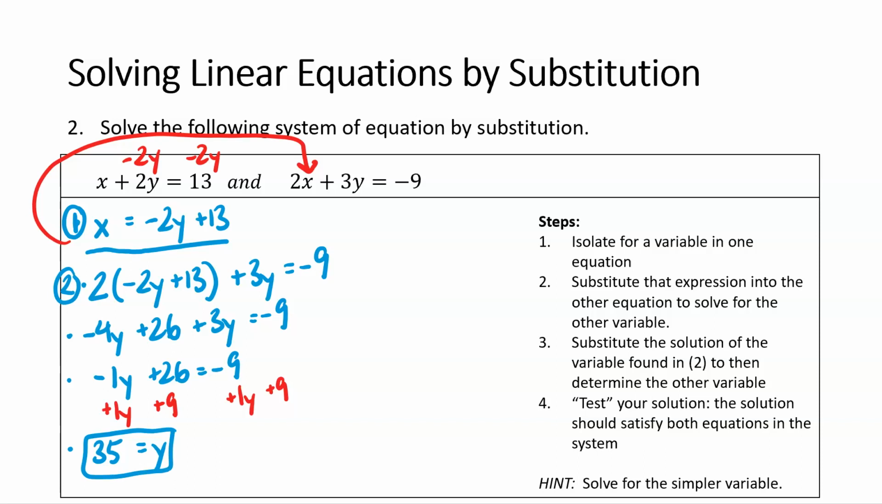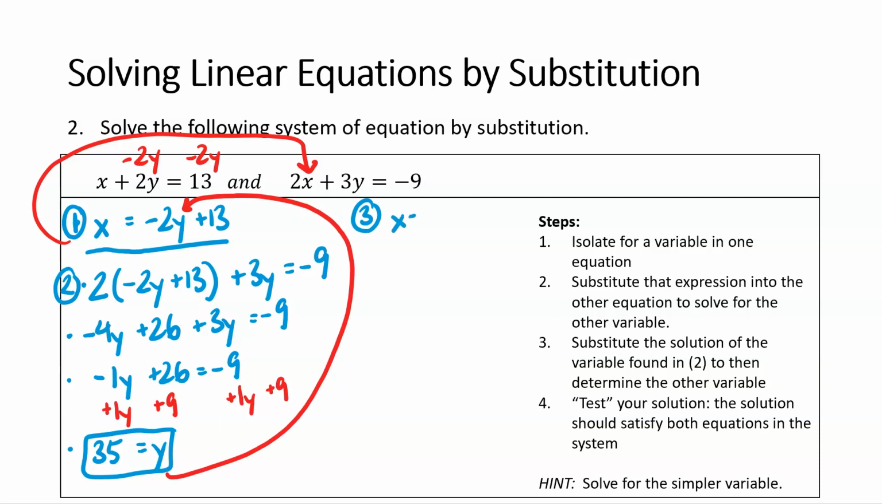Perfect. What do we do now? Now that we solved for that variable, step 3 says substitute that solution to the variable found in step 2 and determine the other variable. So we want to stick this y value in for the y over here from step 1, and then we can solve for x. To be clear, we're taking this y and we're substituting it in right there.